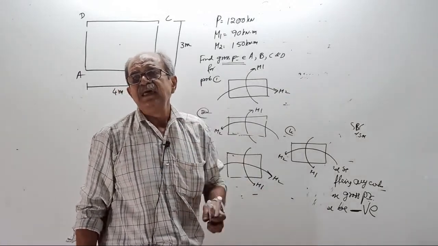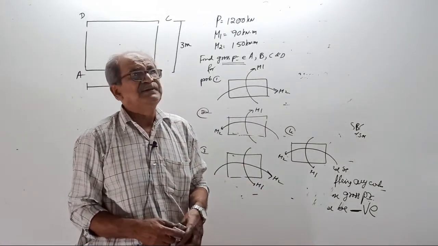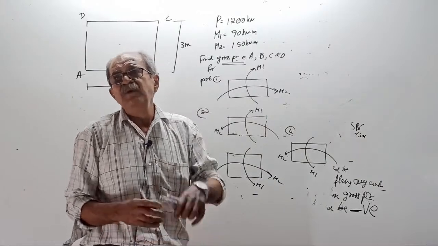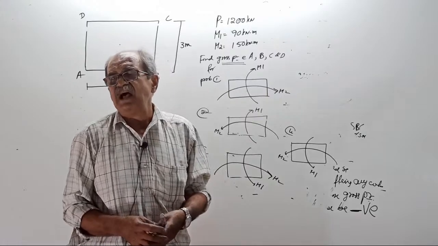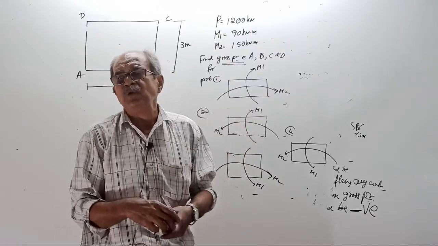Then I will explain the meaning of maximum pressure and minimum pressure. Then we will enter the design of column footing for when the column is transferring load and M1, M2 both.